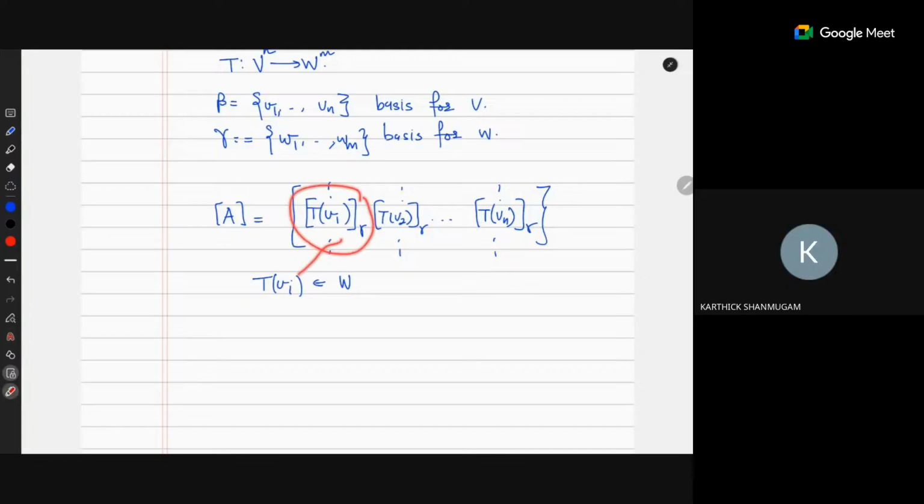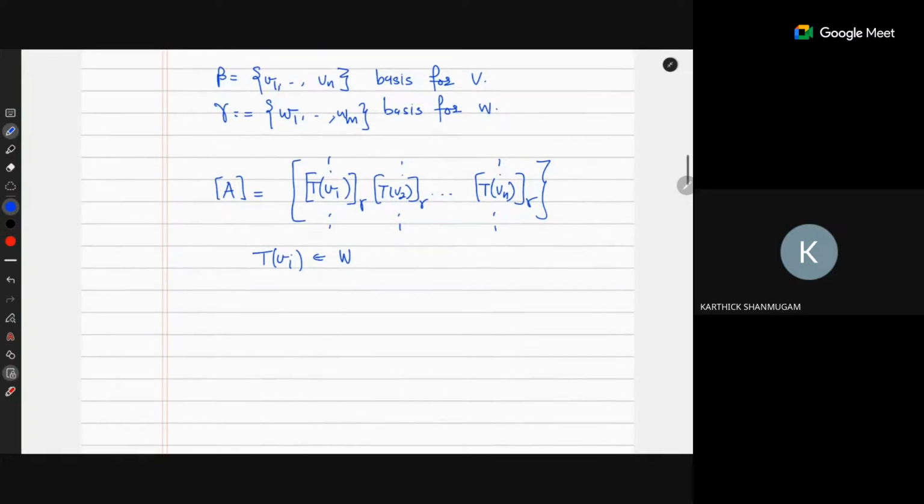So when we are actually computing for any given transformation, what we should do is take the value of beta, put it in the transformation, and we get an output. And that output we have to express as a linear combination of the basis vectors given in gamma. The coefficients that you get in terms of gamma will be the columns of the matrix: each image of a basis vector in terms of the basis of W.